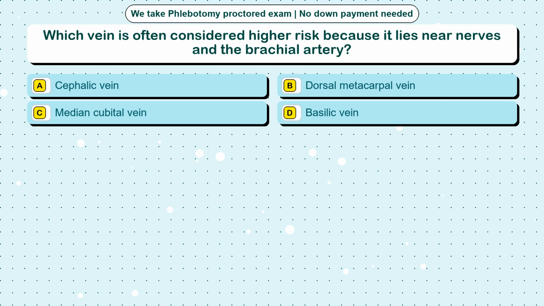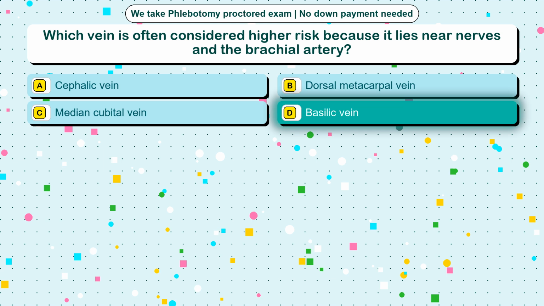Question 58. Which vein is often considered higher risk because it lies near nerves in the brachial artery? Option A, cephalic vein. Option B, dorsal metacarpal vein. Option C, median cubital vein. Option D, basilic vein. The correct answer is option D, basilic vein.